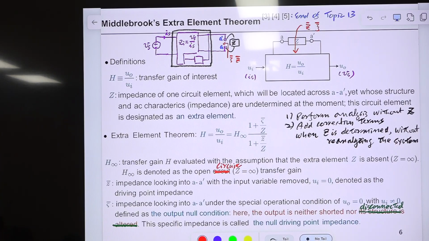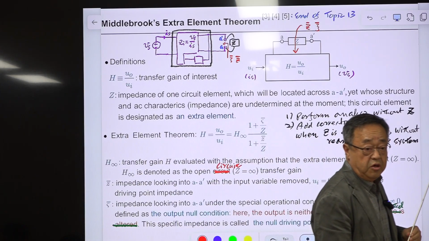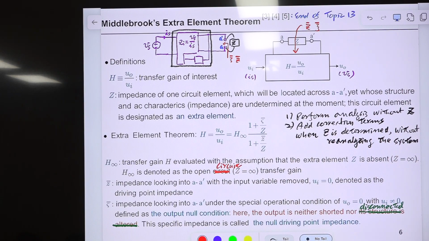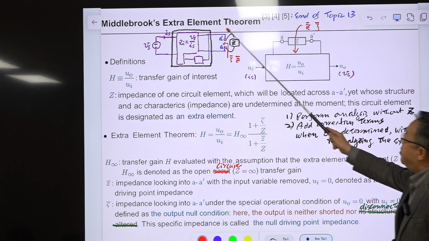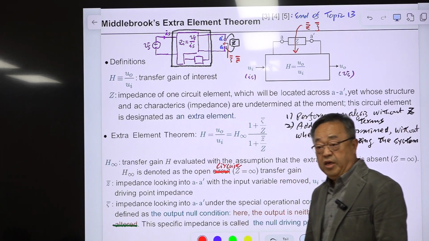Hi everybody, this is the direct continuation of the previous lecture. Somehow I'd like to repeat this lecture slide, and I slightly modified it. I added some diagrams to explain the concept of the extra element in an easier way.